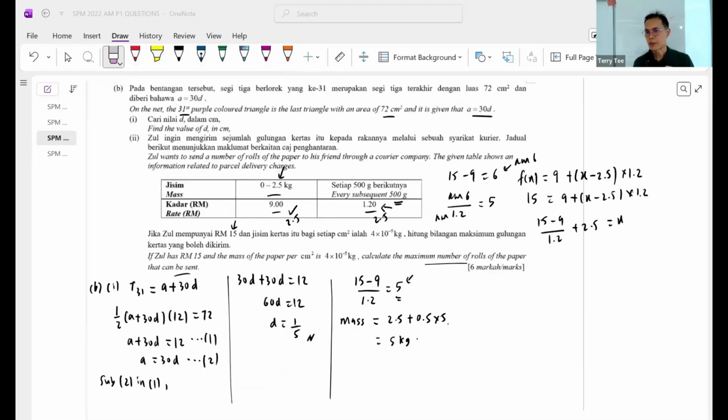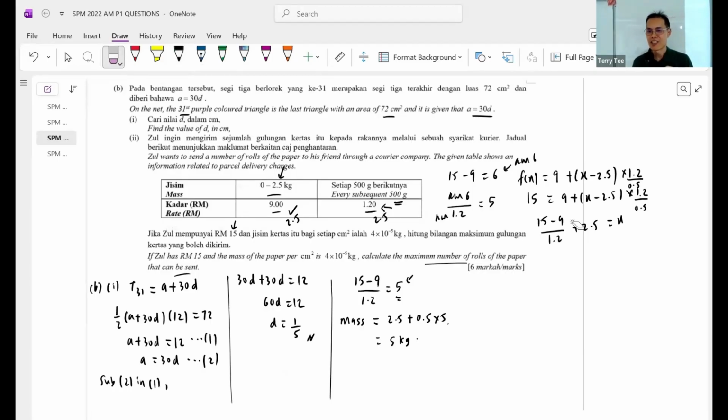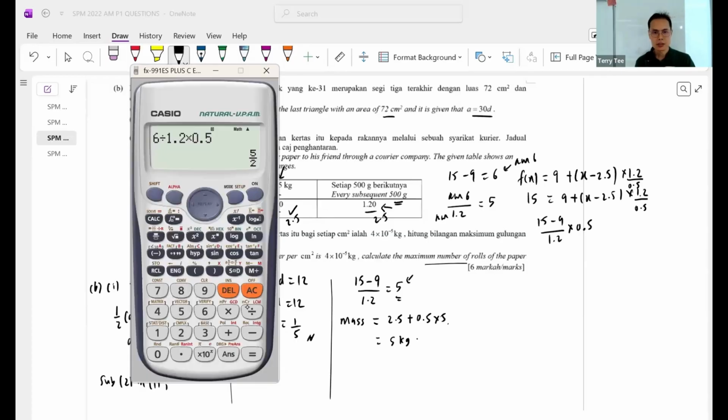So this one you got to divide by 0.5 because this is for every 500 gram. Yeah, but I don't think you guys will do this. I don't think anybody will do this. It's very long. You probably understand the first method better because the second method I have to use a formula here, right? Why do I divide 1.2? To find how many parts of 500 gram you have to pay, right? So you must multiply this. Why? Because this is 6 divided by 1.2. That means you have 5 parts of 500 gram. So that's why you must multiply 0.5.